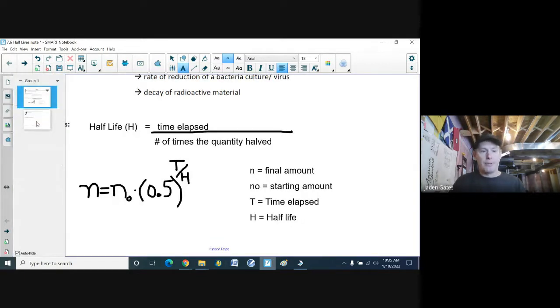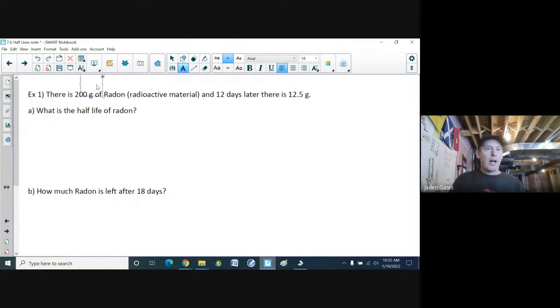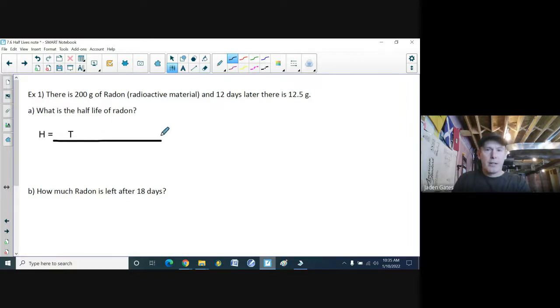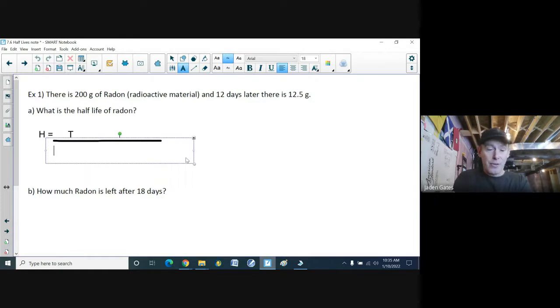All right, so we're going to use these formulas. Let's try an example. Again, just like before. Number one, there is 200 grams of radon, which is a radioactive material. And 12 days later, there is only 12.5 grams. What is the half-life of radon? So again, I've got my formula where H is equal to our time elapsed, I'm just going to put a T there, divided by the number of times radon halved.